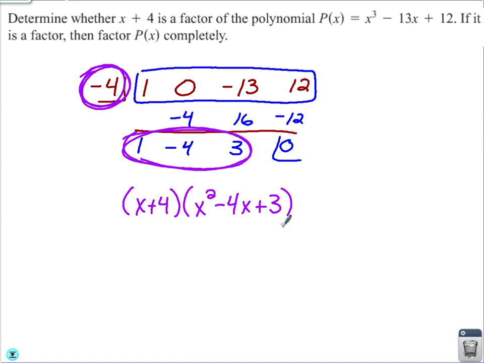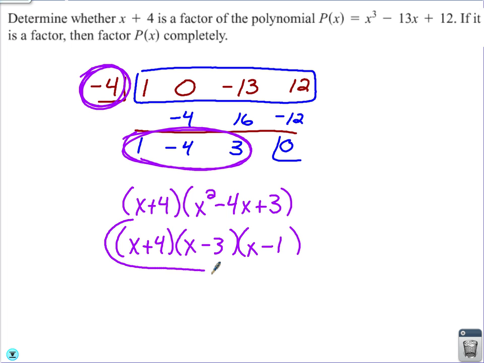We took our x to the third equation, we broke it down to x stuff times x squared stuff. Now let's go a step further. We know how to factor this. That's what we just did. x plus 4 times, and clean that up now. Adds to give you -4, multiplies to give you 3. Jackson, what are those two numbers? So now that x to the third stuff is factored completely.